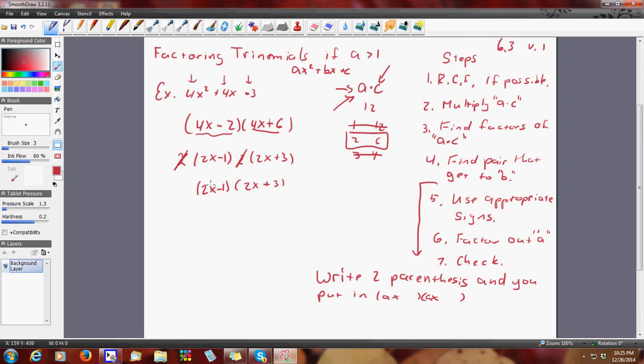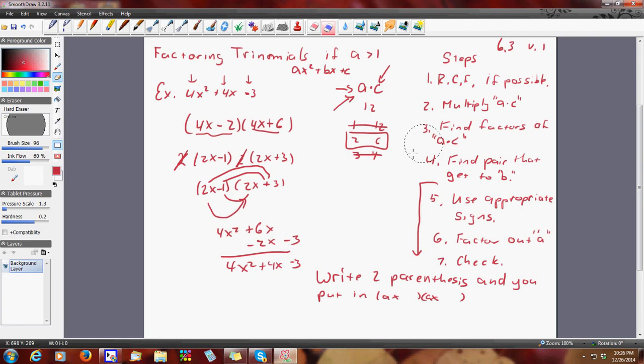If I FOIL this, I get 4x squared plus 6x minus 2x minus 3, which is what I started with. Ta-da! Short and sweet. I'm going to do another example.